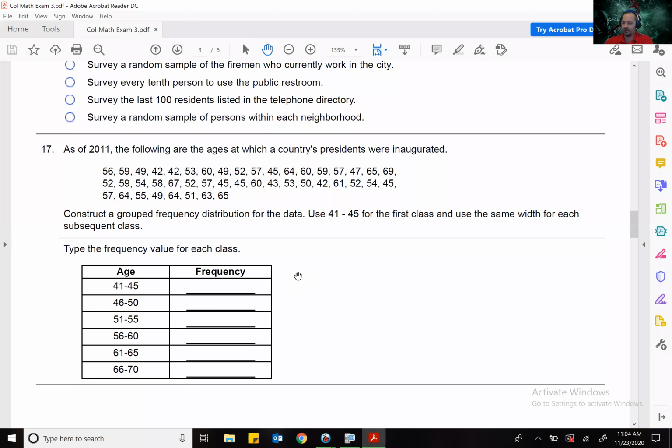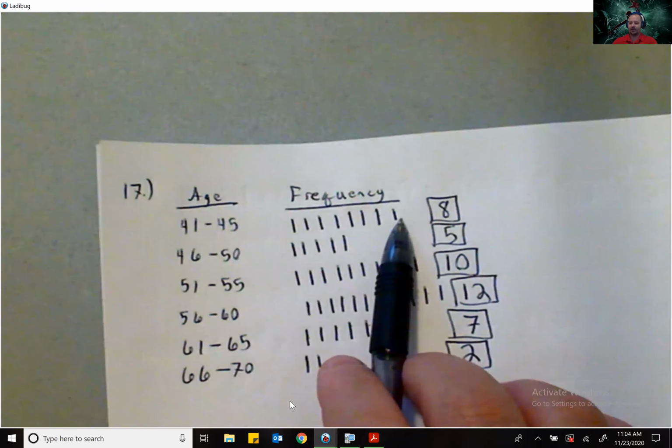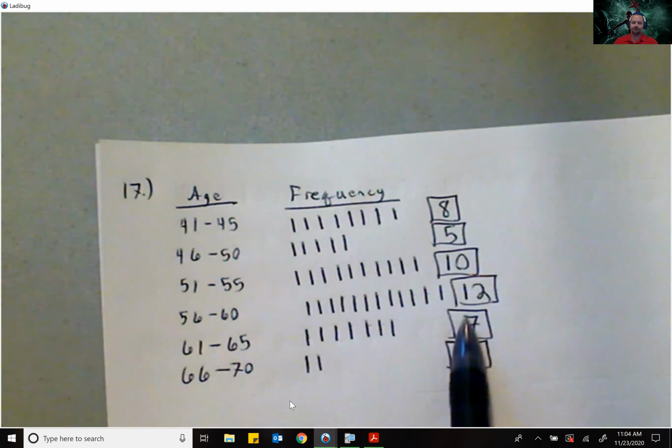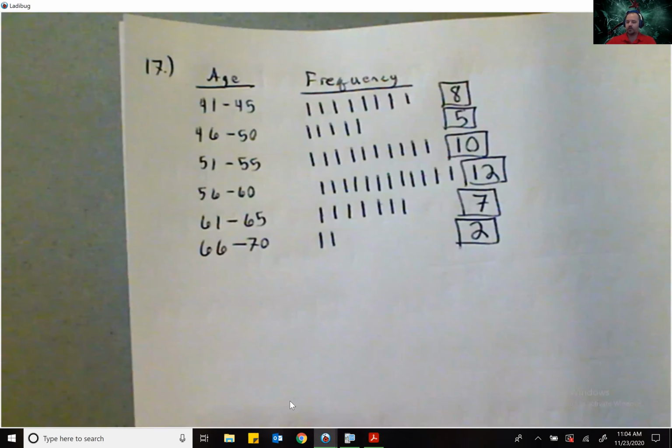So that's the one thing about this question you got to be careful on. Make sure you don't miss anybody. So it goes 8, 5, 10, 12, 7, and 2. Just to show you what I did. See, there it is. These are the tally marks I made. You just count them all up. And there you go. It's number 17. Number 18.